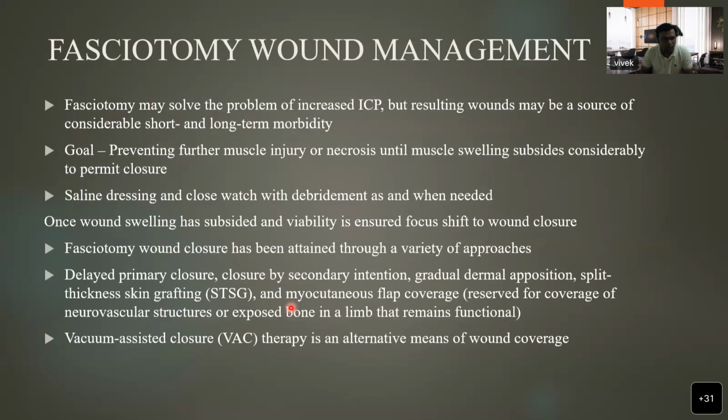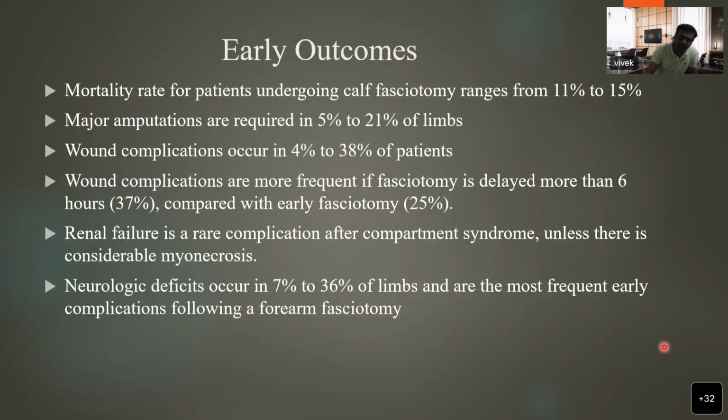Once wound swelling has subsided and viability is ensured, focus shifts to wound closure, which can be attained through a variety of approaches. Delayed primary closure, closure by secondary intention, gradual dermal apposition, skin grafting, and myocutaneous flap coverage are the majority of the approaches which can be used. Also, VAC therapy can be used for fasciotomy wound coverage.